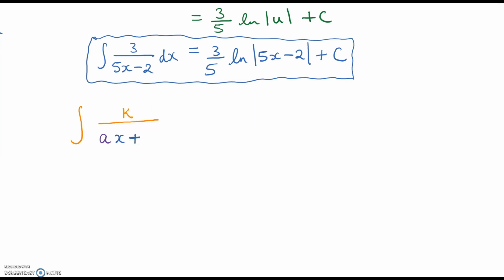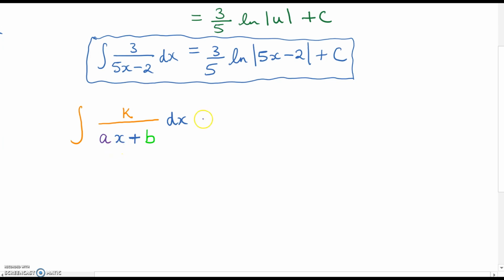Okay, so it's k over ax plus b dx. So you have a constant on top, and on the bottom you have a linear expression of x, ax plus b. There are no squares or square roots, x cubes, anything like that. It's just ax plus b.